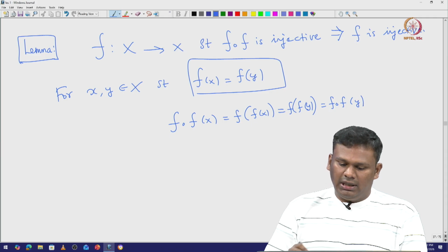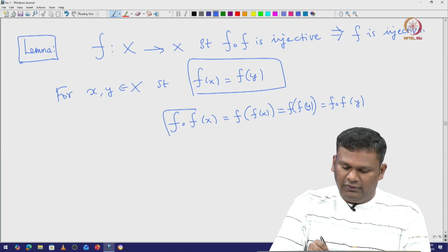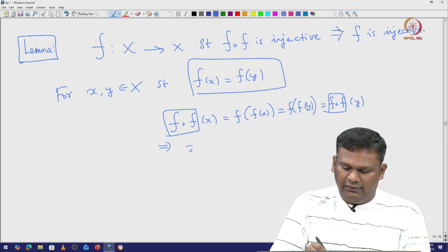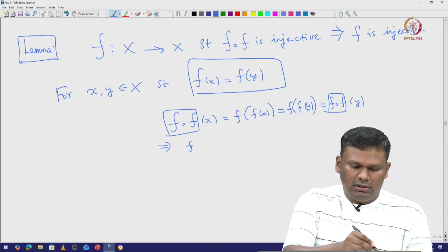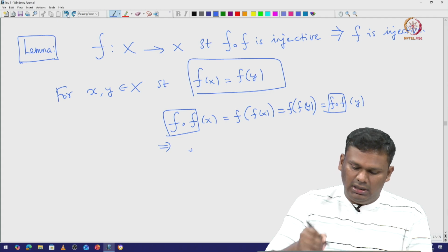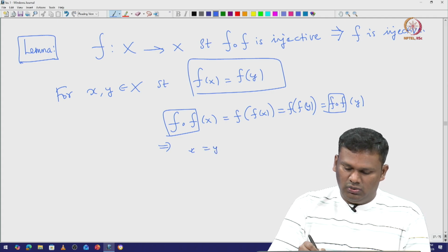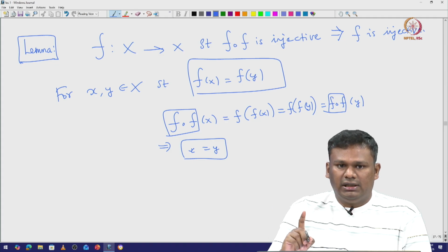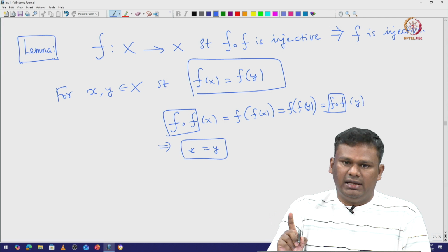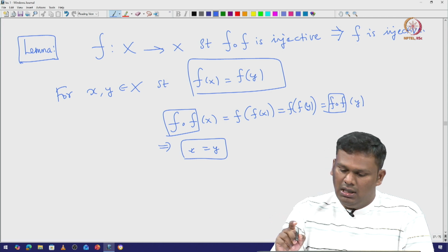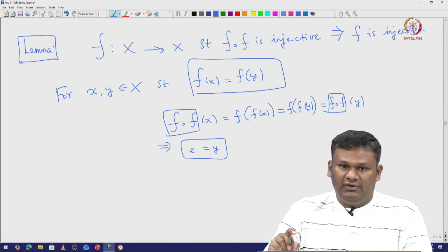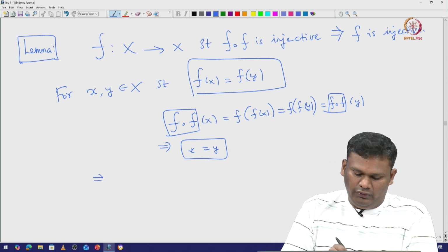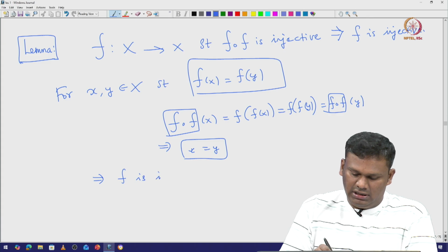But now you know that f composition f is injective. So that would imply that x is the same as y, because you have taken two elements x and y such that f composition f of x is the same as f composition f of y. But f composition f being injective implies that x equals y. So this proves that f is injective.